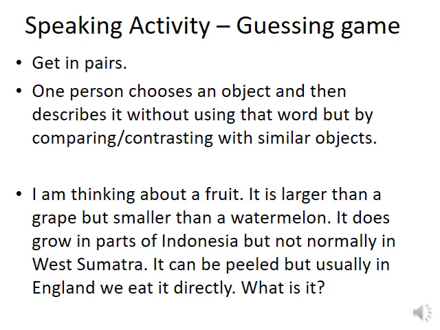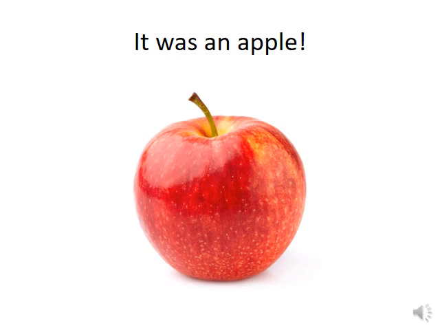I am thinking about a fruit. The fruit is larger than a grape, but smaller than a watermelon. It does grow in parts of Indonesia, but not normally in West Sumatra. The fruit can be peeled, but usually in England we eat it directly. What is it? Have a think, and then I'll show you on the next slide. If you want to think, press pause. Otherwise, you're going to see the answer in 3, 2, 1. It's an apple.